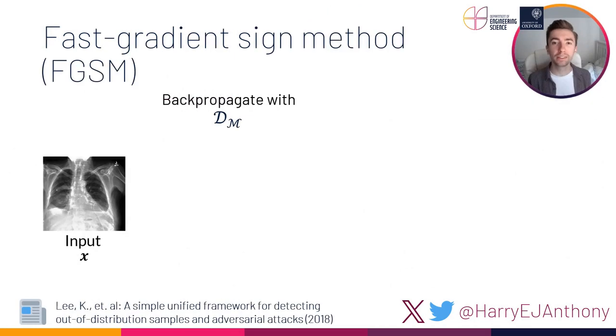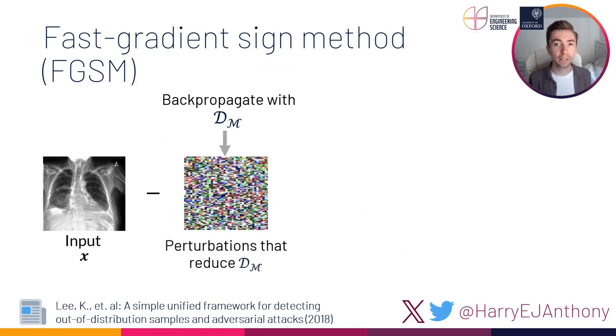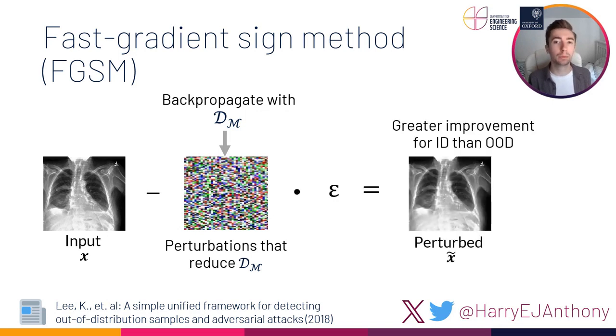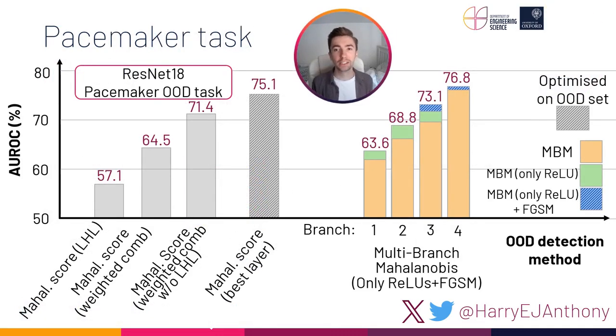A method called fast gradient sign method can be used to improve this performance by first backpropagating using the Mahalanobis distance as the loss. This can then be used to calculate the perturbations, which can be added to the original image to reduce the Mahalanobis distance. We then multiply this by a scalar hyperparameter, epsilon, to get a perturbed image. It has been shown empirically that the rate of change in Mahalanobis score for the perturbed image is greater for in-distribution than out-of-distribution images, which improves their separability. And we can see that applying fast gradient sign method gives us a further improvement on our last 2 branches.